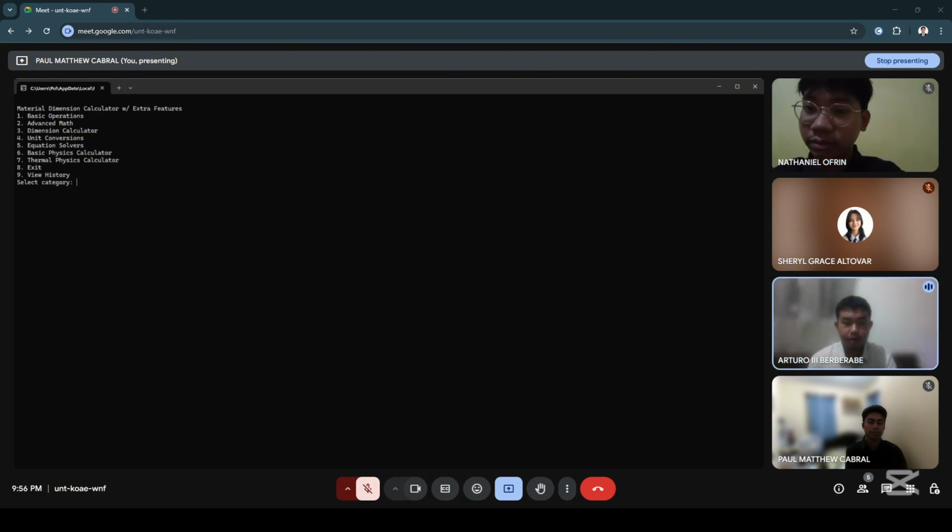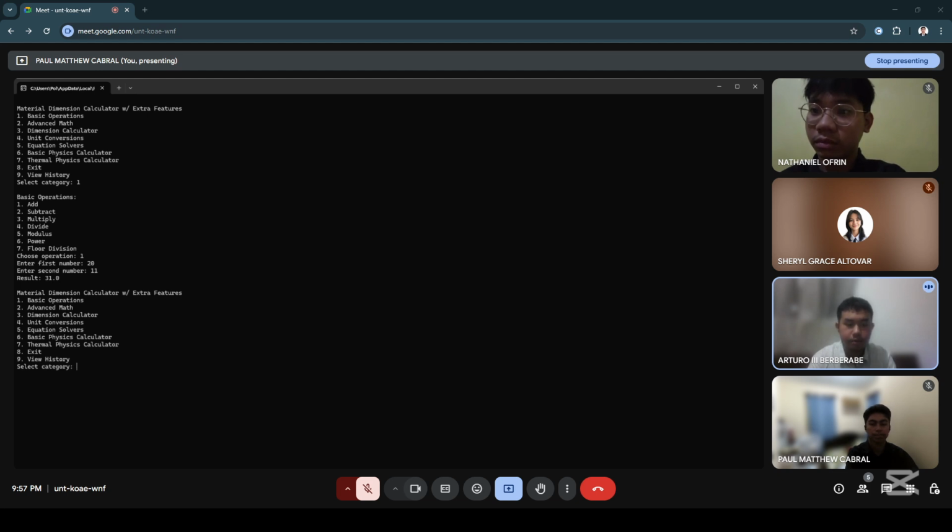For the basic math operations, this feature allows us to perform simple operations like addition, subtraction, multiplication, and division. So let's give this a try. First, we input 1 in the main menu to access basic math, then 1 again for addition. The calculator then asks for the first number, we'll enter 20. Next, it asks for the second number and we input 11. After pressing enter, the calculator performs the operation and displays the result. Since we're doing addition in this example, the answer shown is 31. Just like that, quick and simple.